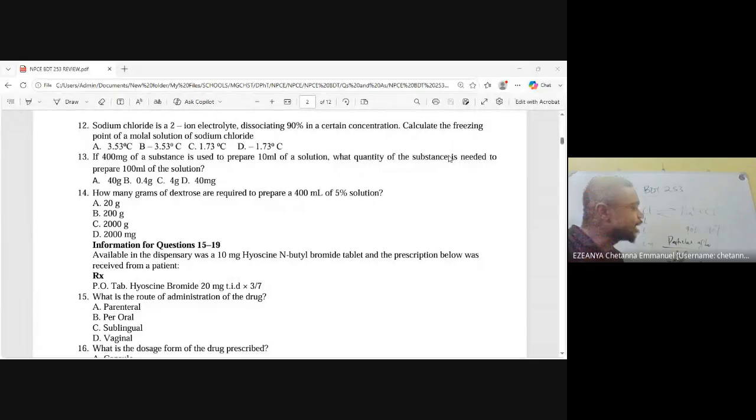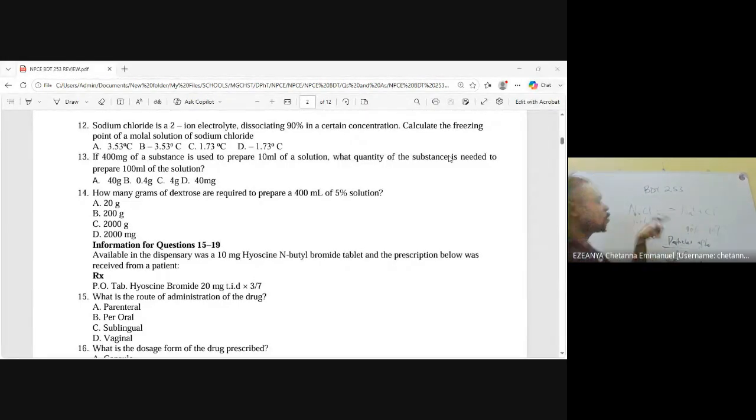Had it been boric acid, it will give you 1 because there is no dissociation at all. Everything is still 100. At the end, before 100%, after 100, no increase. 100 over 100 will give you 1. I factor for boric acid will give you 1 because it's a non-electrolyte.